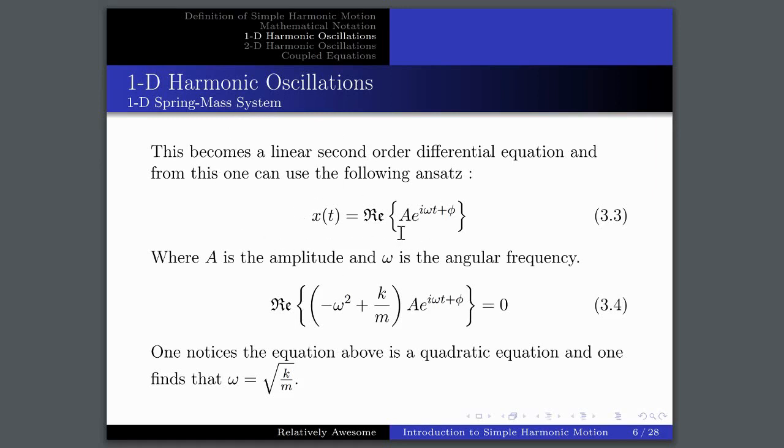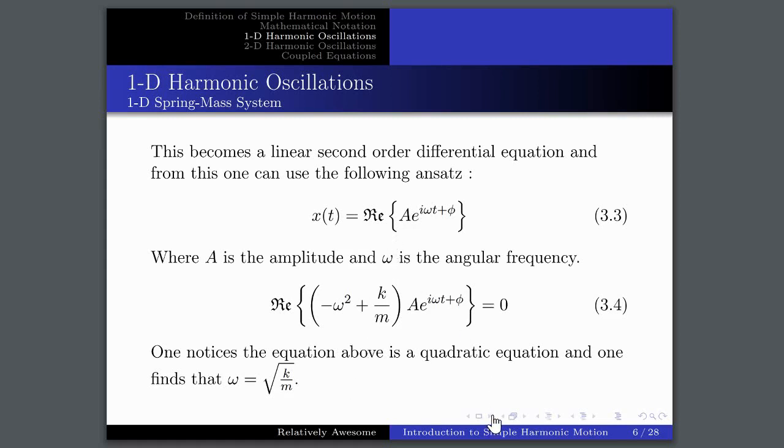We use this ansatz, the real part of A times e to the i(omega t plus phi), where A is the amplitude, omega is the angular frequency, and phi is some phase angle. Plugging this into the second-order linear differential equation, we obtain a quadratic equation, and one can solve for the angular frequency, which is square root of k over m, and hence the general solution will be x of t equals the real part of A times e to the i(square root of k over m t plus phi).